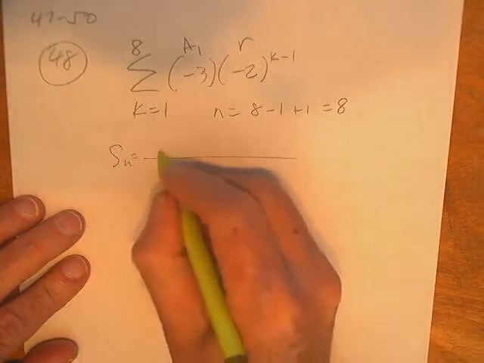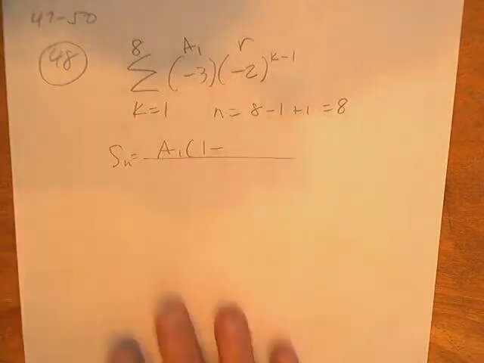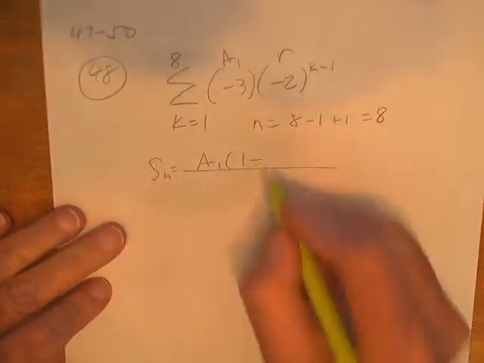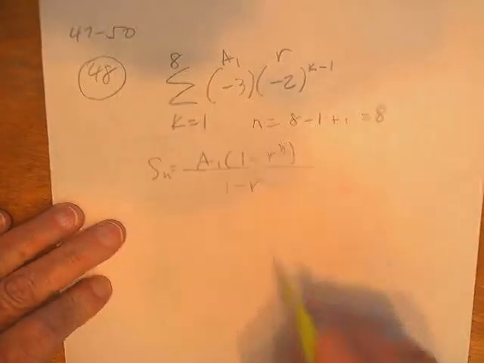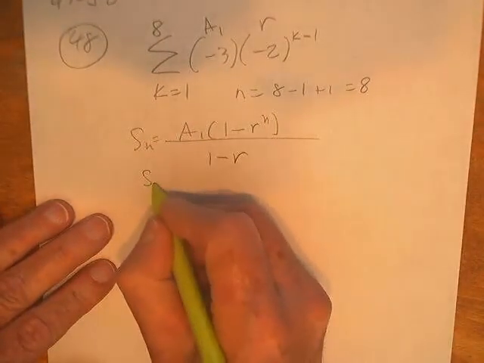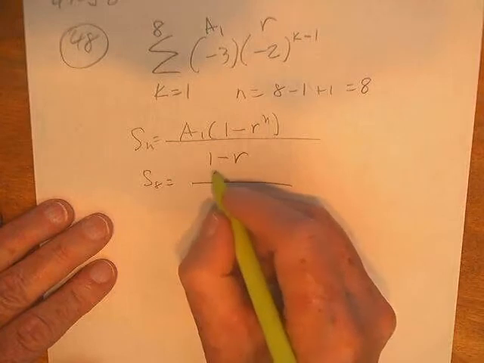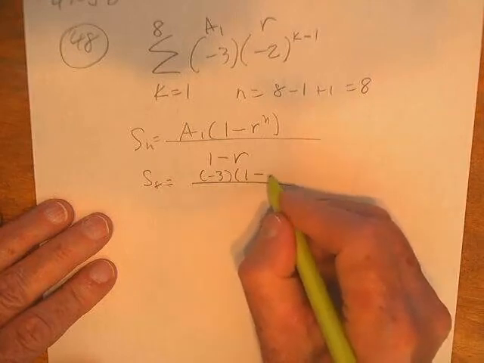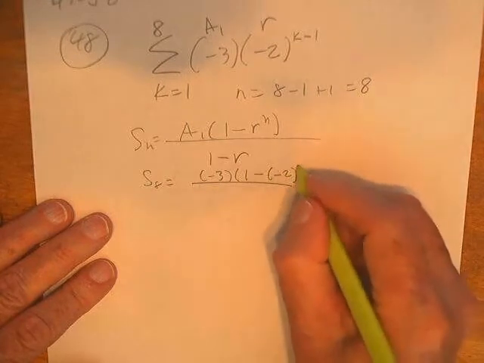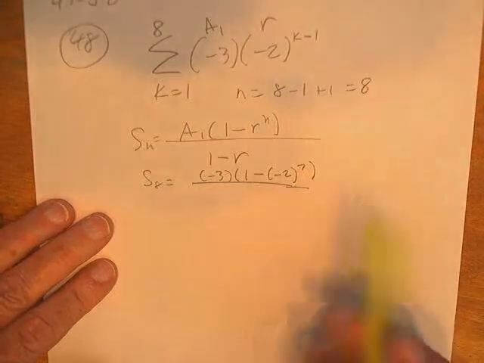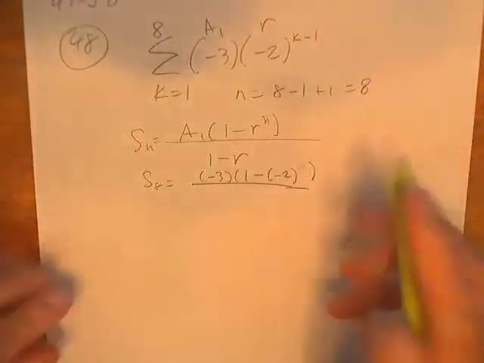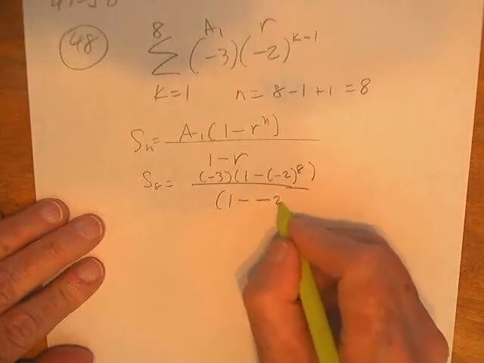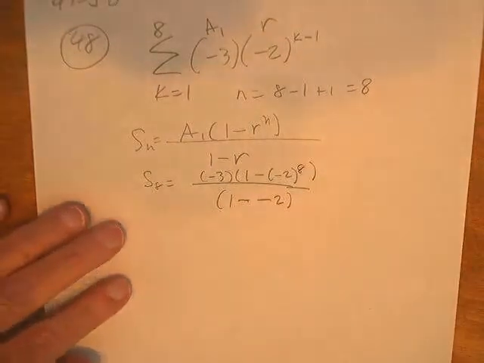And then my formula, there it is right there. 1 minus r to the n over 1 minus r. And I want the sum of the first 8 terms. Okay, there's the first term. 1 minus negative 2 to the 8th. And down here 1 minus r. I got 2 negative signs in a row.